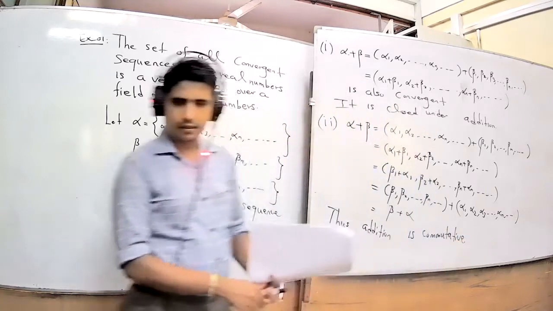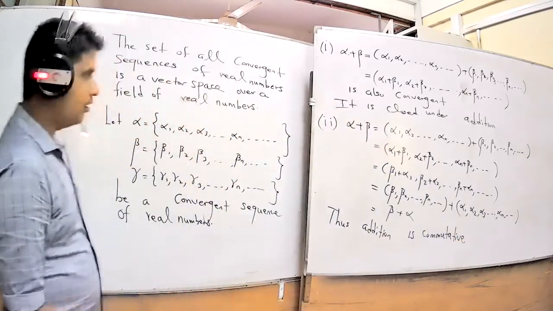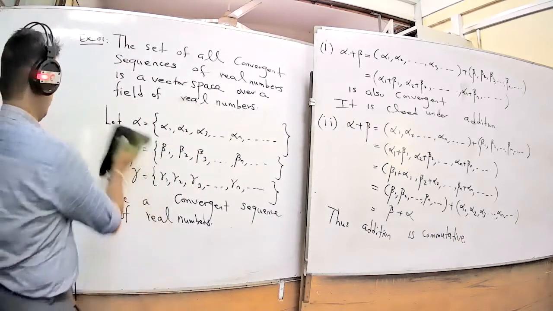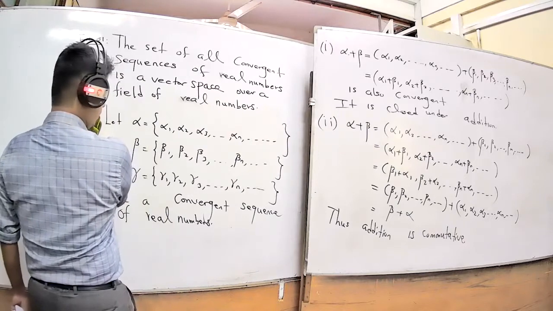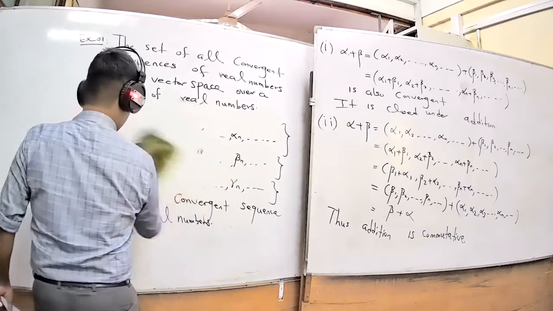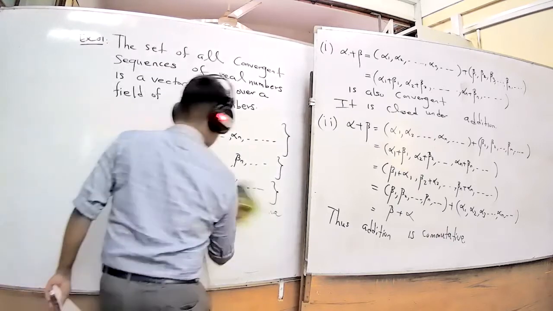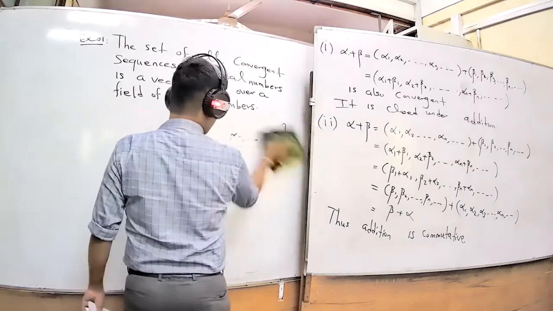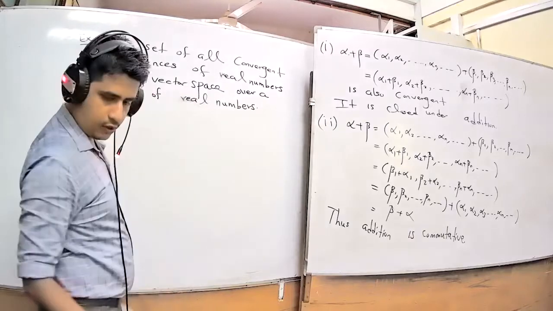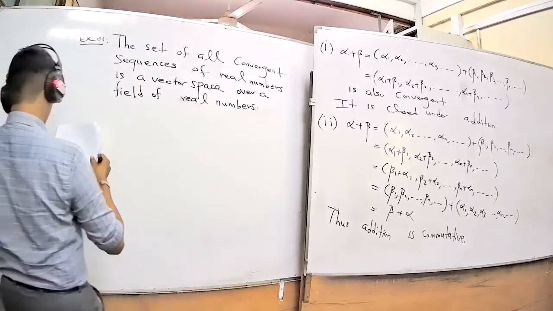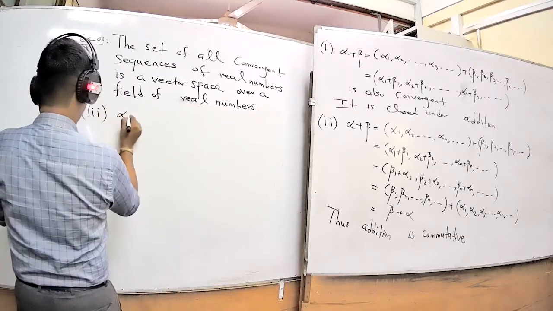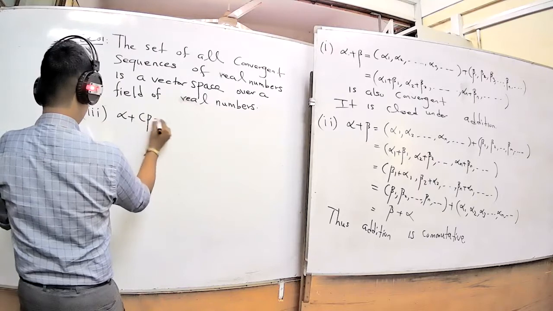Okay, thus this addition is commutative. Next, we want to check the associative property. That's why we define the three terms, alpha, beta, and gamma. Next, we prove the associative property. For this one, you already know the values of alpha, beta and gamma.